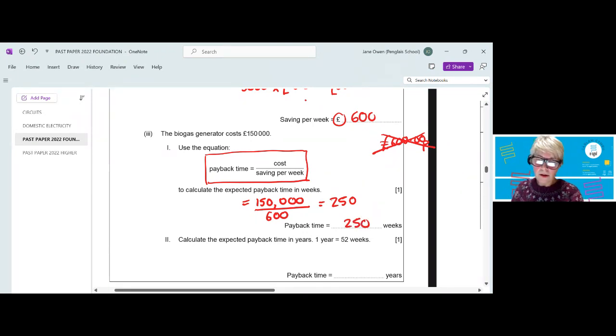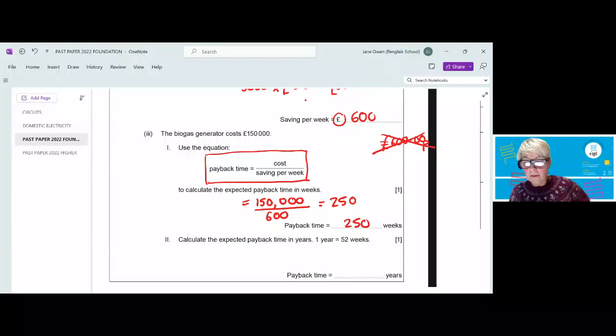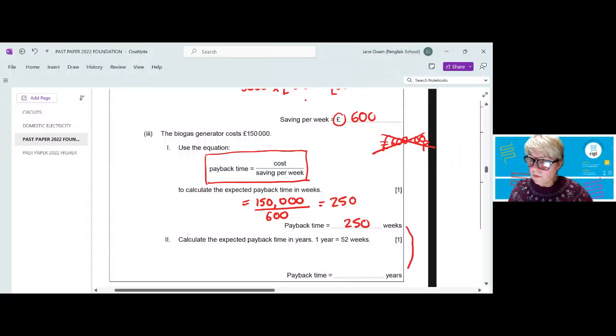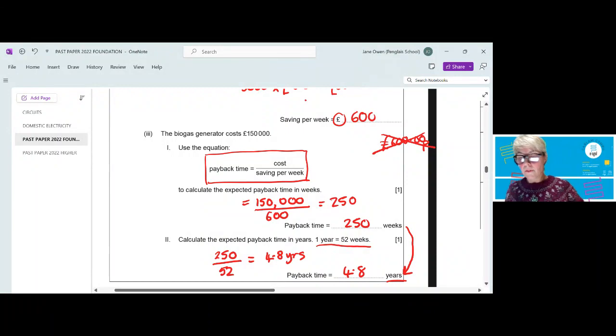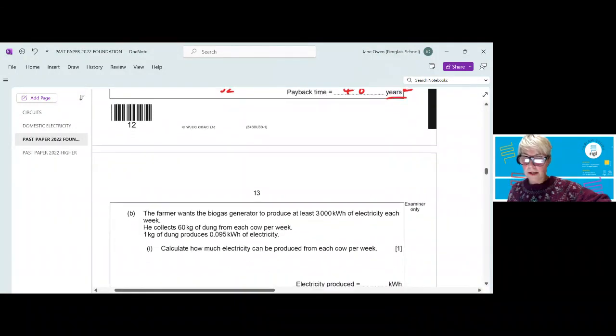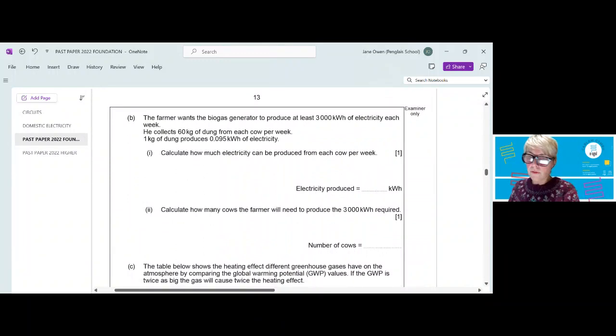But please show the working, otherwise you're not going to get your full marks. Calculate the expected payback time in years. Now they want you to convert those weeks into years. And they've told you that 1 year is 52 weeks. So 250 divided by 52 will give you the number of years. And that comes out at 4.8 years. They want it in years. So 4.8, or you could put there 5 to round it off. Okay, keep going. The farmer wants the biogas generator to produce at least 3,000 kilowatt hours of electricity each week.